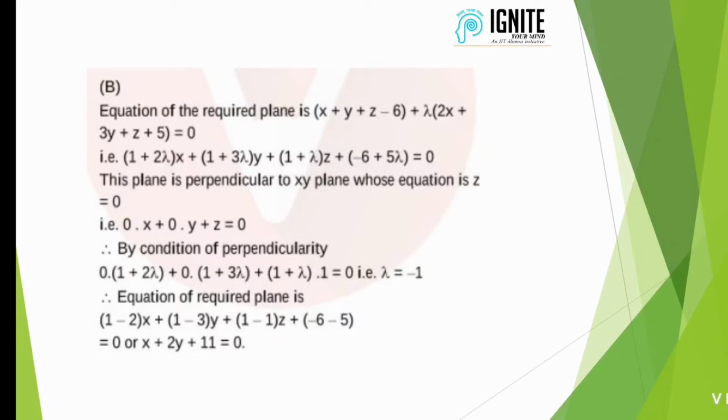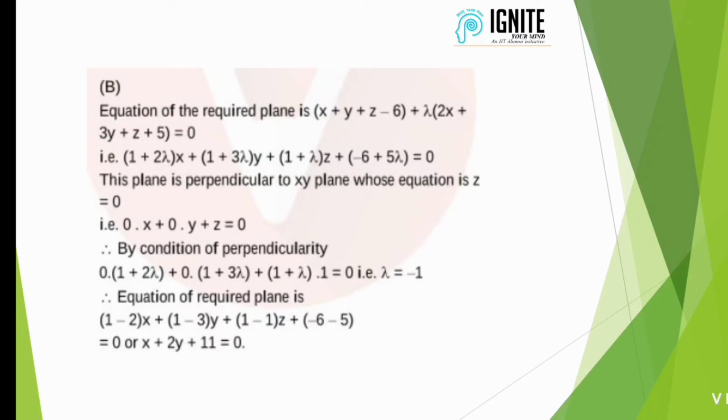Now you can apply this lambda to everything. So you get 2 lambda x plus 3 lambda y plus lambda z plus 5 lambda is equal to 0. Now you can club up the terms of x, terms of y, terms of z. So what do you end up getting? You end up getting 1 plus 2 lambda into x, plus 1 plus 3 lambda into y, plus 1 plus lambda into z, plus minus 6 plus 5 lambda is equal to 0. This is how you group the terms of x, y and z.